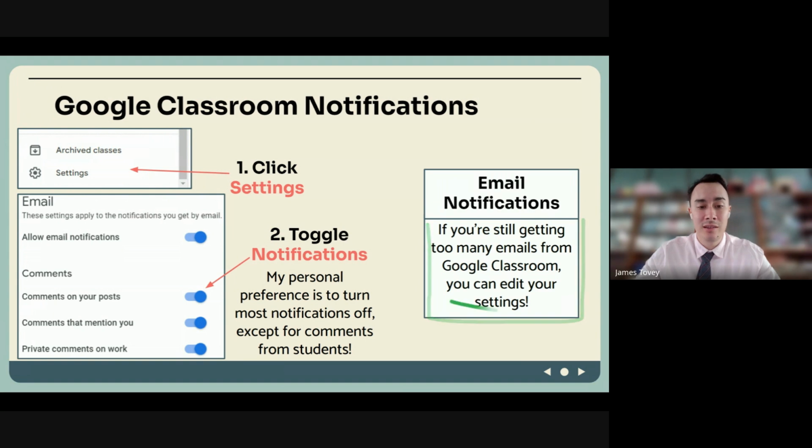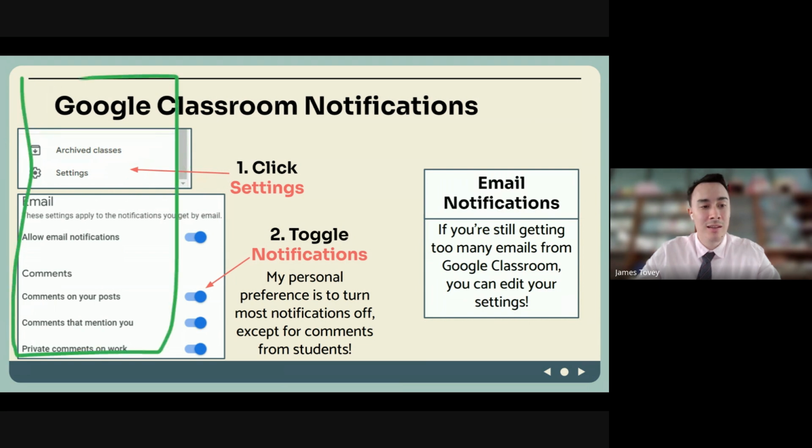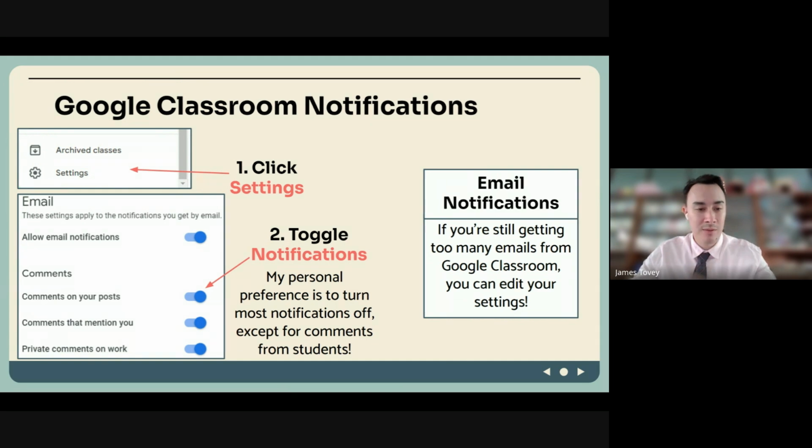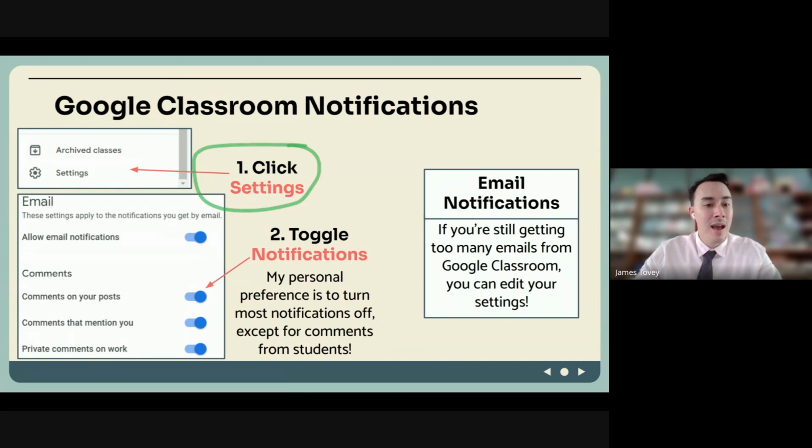You can edit the settings. So where to go on the settings? Down the bottom left. This is the sidebar where it has all your classes on the left-hand side of your screen. Scroll all the way down, and then you've got your archive classes, and more importantly right now, your settings. That's where to find it, down the very bottom left. So click your settings, and then you can look here and toggle the notifications that you want. You can turn them on and off with this little button. The blue would mean it's on.